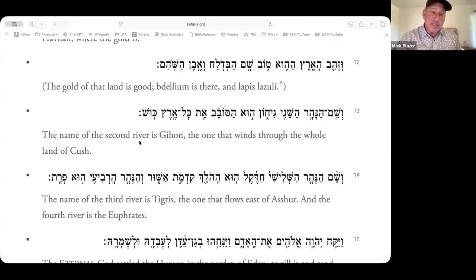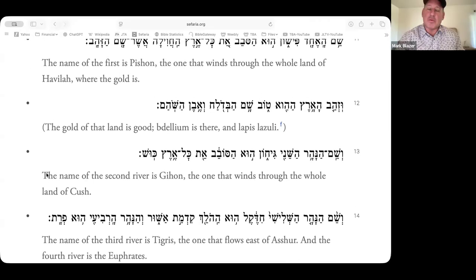Gihon, it seems, when it talks about the land of Cush, what is it? The Nile. Yeah. And then this other river, the Pishon, seems to be a river that is maybe somewhere in Yemen or Saudi Arabia, but it's not a river that we're 100% sure what it is.